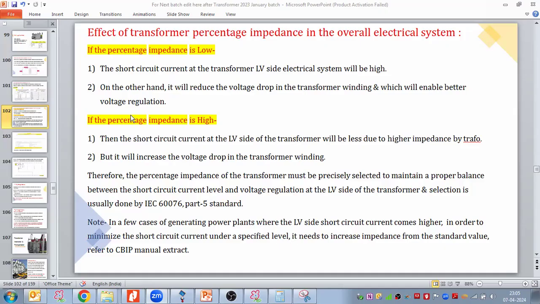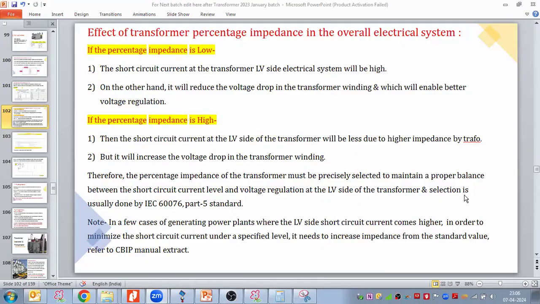Yeah. So if the percentage impedance is high, then the short circuit current at the LV side of the transformer will be less due to the higher impedance of the transformer, but it will increase the voltage drop in the transformer winding. So we have to select the transformer impedance carefully, because if it has some advantages, at the same time it has some disadvantages as well. Therefore, the percentage impedance of the transformer must be precisely selected to maintain a proper balance between the short circuit current level and the voltage regulation at the LV side of the transformer.